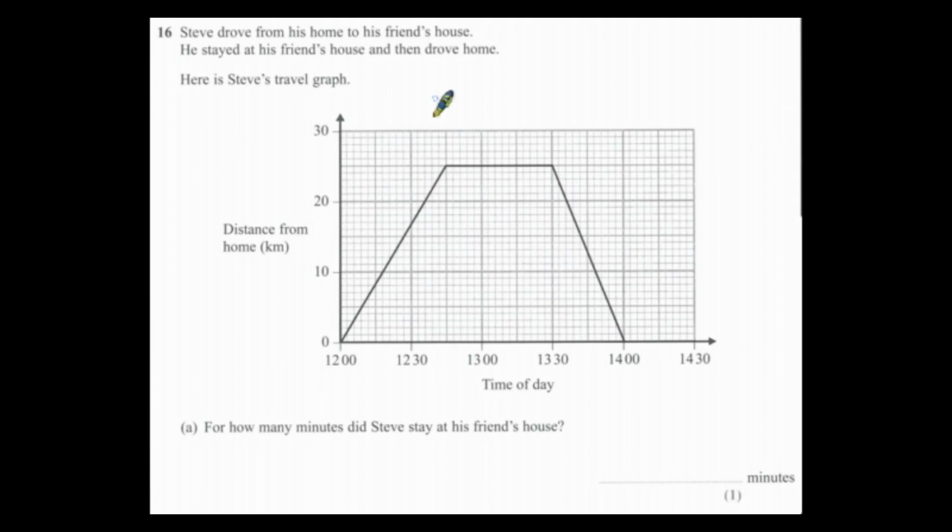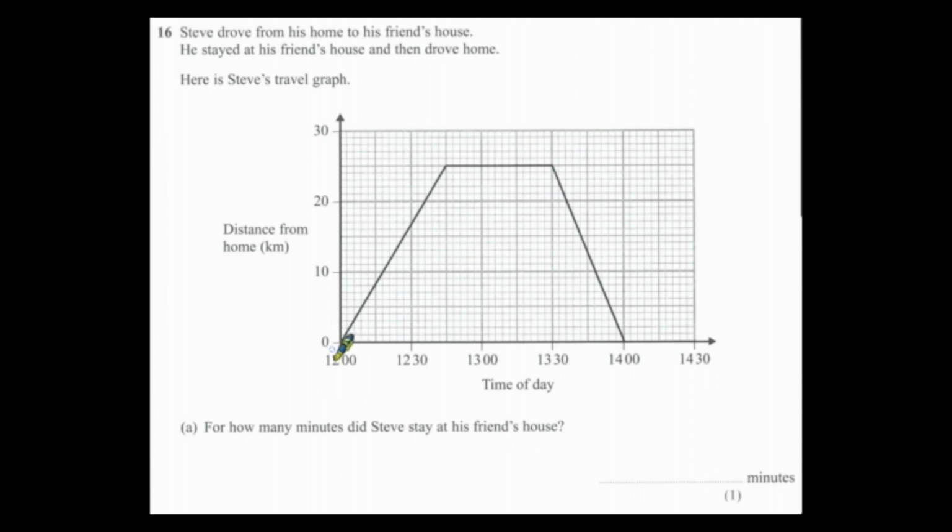Question 16. We have a distance and time graph here, and we're told that Steve drove from his home to his friend's house. He stayed at his friend's house and then drove home. And here's his travel graph. The question we're asked is, how many minutes did Steve stay at his friend's house? Well, let's have a look at the journey.